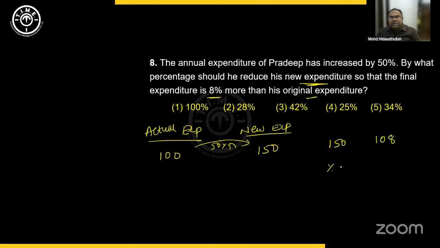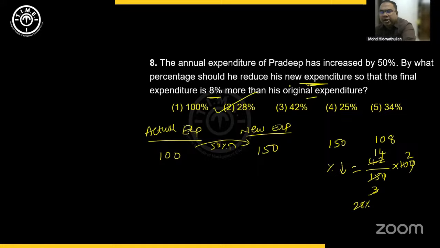By what percent does it have to be decreased? 42 difference, percentage decrease upon 150 into 100. Right? So 5 3s, 5 2s, 3 goes 14 times, 28% should be your answer. Choice 2. Any doubts in this question? I can explain.